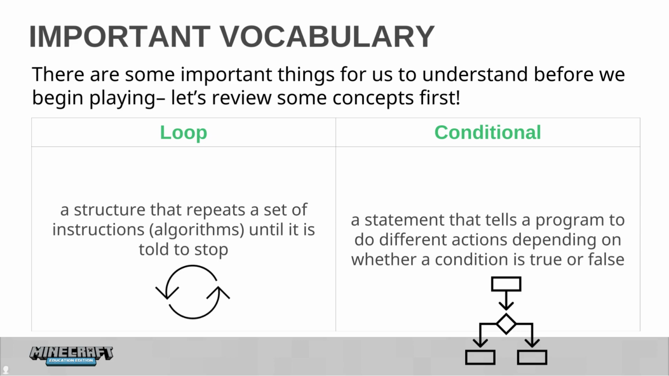A loop is a structure that repeats a set of instructions, also known as algorithms, until it is told to stop. Remember, we can set this to repeat a certain number of times. A conditional is a statement that tells a program to do different actions depending on whether a condition is true or false.